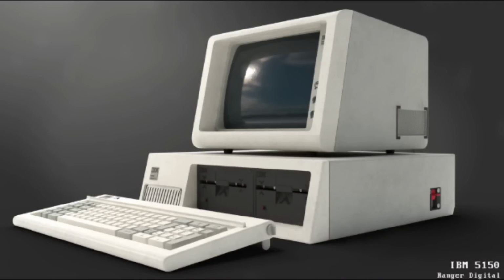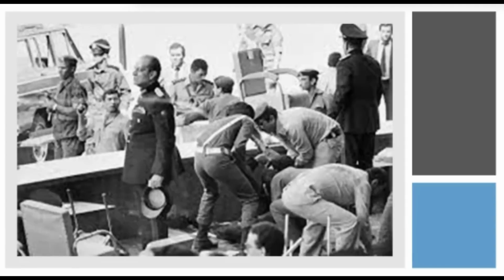On August 12th, IBM released the original 5150 IBM PC in the United States, the first of the IBM PCs, which had a substantial influence on the personal computer market. On October 6th, Egyptian President Anwar Sadat was assassinated, and Hosni Mubarak was elected president on October 14th, and he was Egypt's president for the next 30 years.